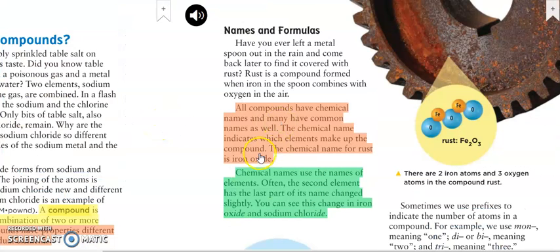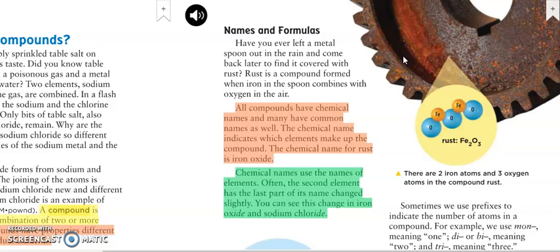Okay guys, right now we want to talk about the names and formulas for a compound. Have you ever left a metal spoon out in the rain and come back later to find it covered with rust, as you see in this picture here? Rust is a compound formed when iron in the spoon, or in any metal object, combines with oxygen in the air. So the combination between iron and oxygen forms rust.